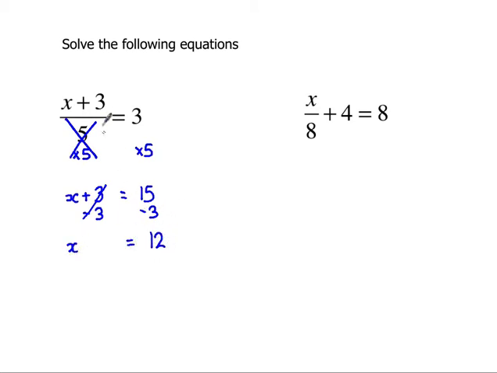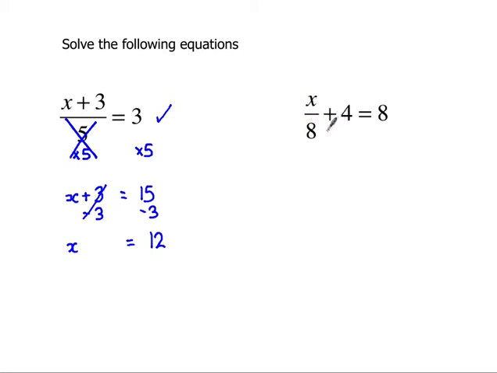Now we're just going to check that it's right. 12 plus 3 is 15, divided by 5 is 3. That's correct. Now you'll notice the difference between this one and the last one. The last one, the whole thing had been divided by 5. Whereas here it's just the x that's been divided by 8.